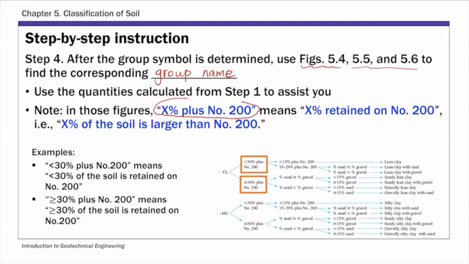This is where I get the most questions on group names: what does that X% plus mean? One example is this CL here, which I highlighted. For instance, smaller than 30% plus number 200. That plus simply means it's larger than, or retained on, the number 200 sieve. So in this first case, it simply means smaller than 30% of the soil is retained on the number 200 sieve.